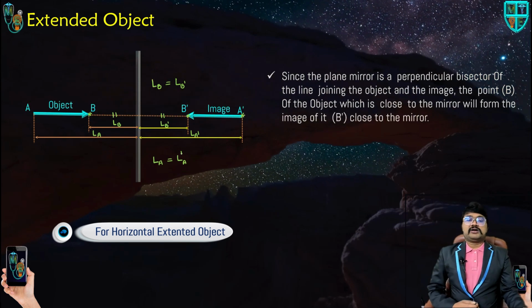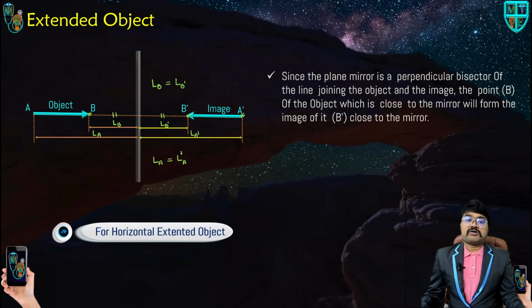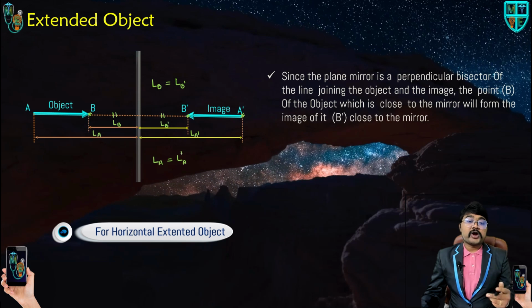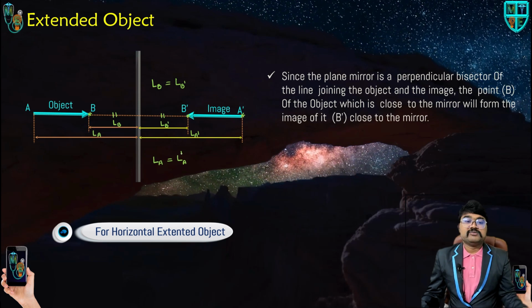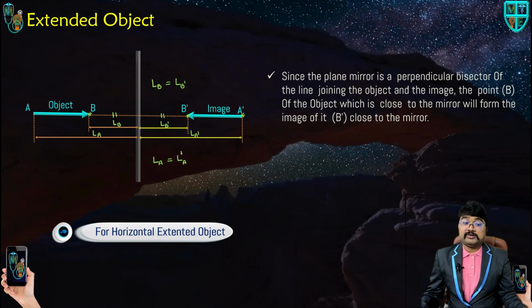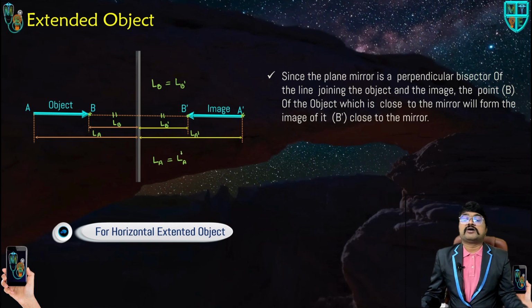Since the plane mirror is perpendicular bisector of line joining the point object and point image, the point B of the object which is close to the mirror will form the image B dash.